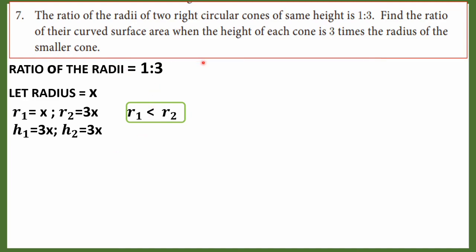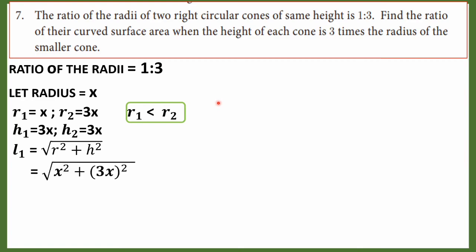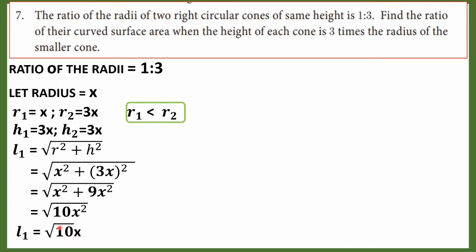We have to compare the curved surface area. For curved surface area we need L. First find L. L1 equal to square root of R1 square plus H1 square. Substitute x square plus 3x square. X square and 9x square are like terms. So add these like terms, we get square root of 10x square. Then taking the square root of 10 x square, we have to put x.